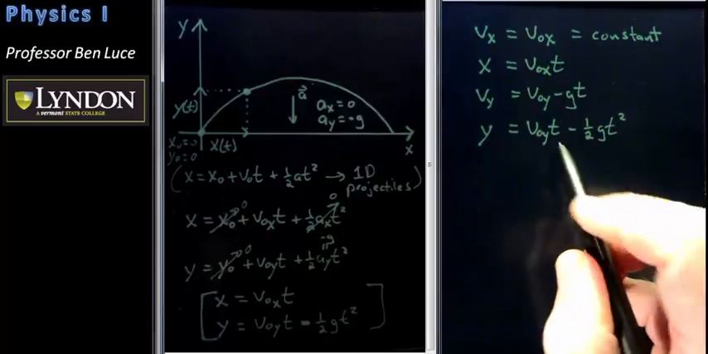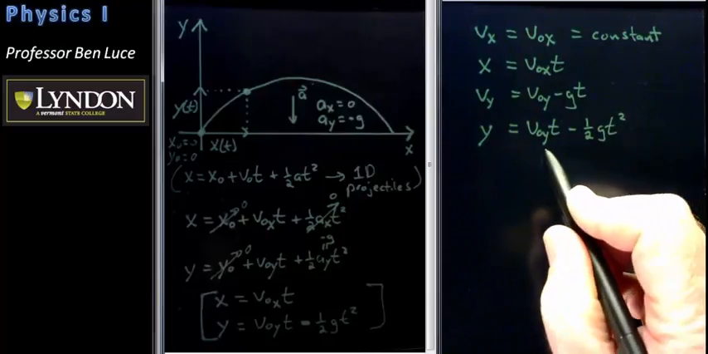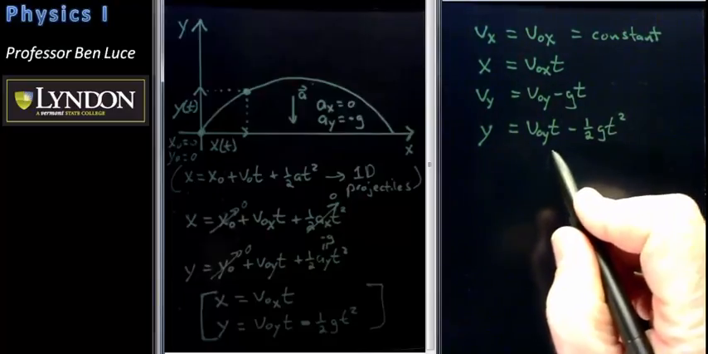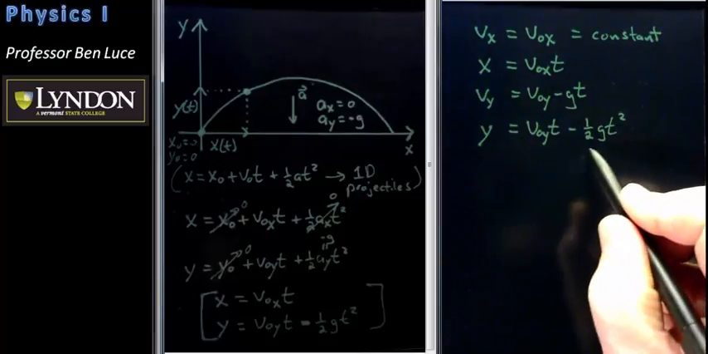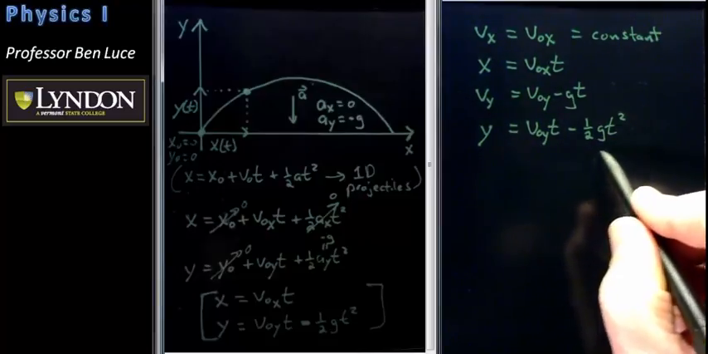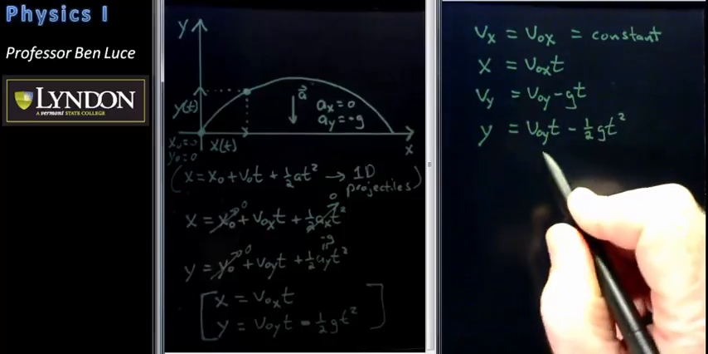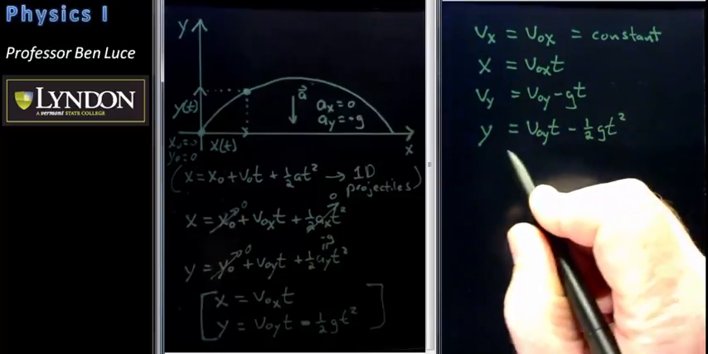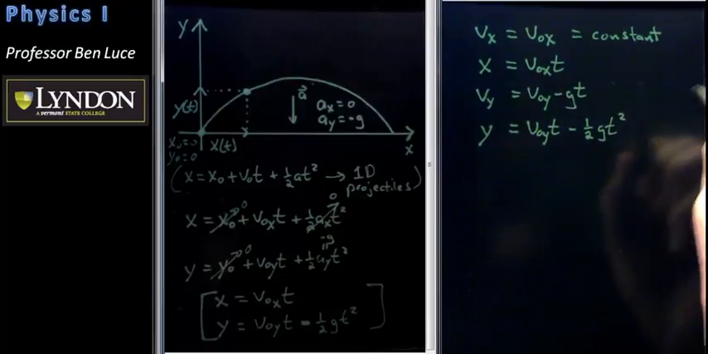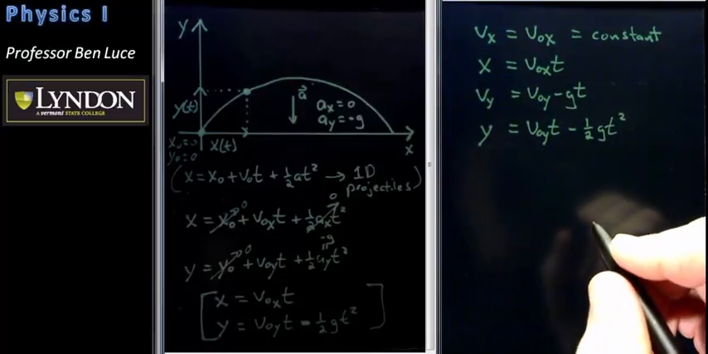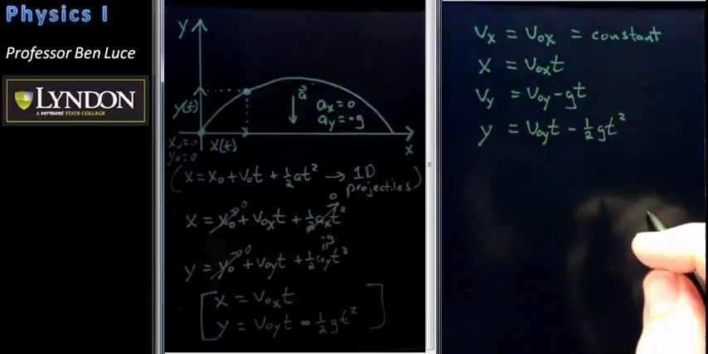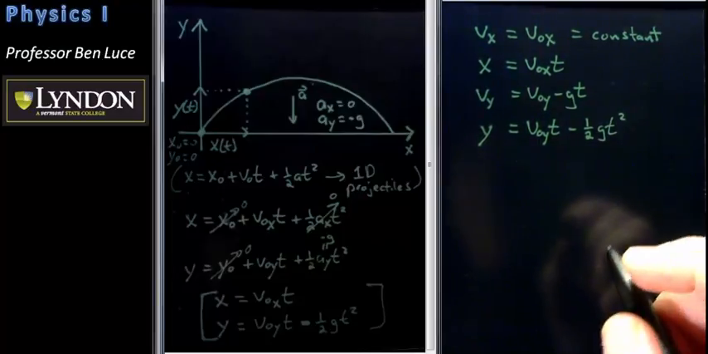And that equation states that y initially begins to increase linearly with time, but then this term will start to grow quadratically, so eventually it gets bigger than this term, and this term causes y to turn around and come back down. So there we have it. Those are our basic equations of motion.